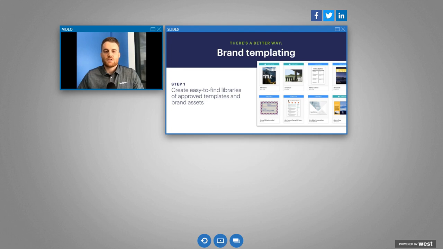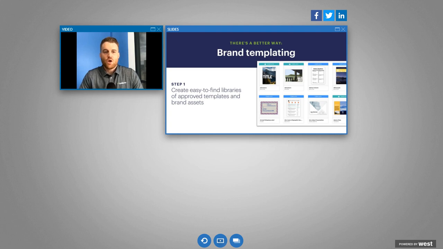The first is creating easy to find libraries of approved templates and brand assets. Many of you probably have some templates somewhere internally, probably some Word or PowerPoint templates for basic things like letterheads or presentations, things like that, right? Most organizations have something like that. But are they up to date?